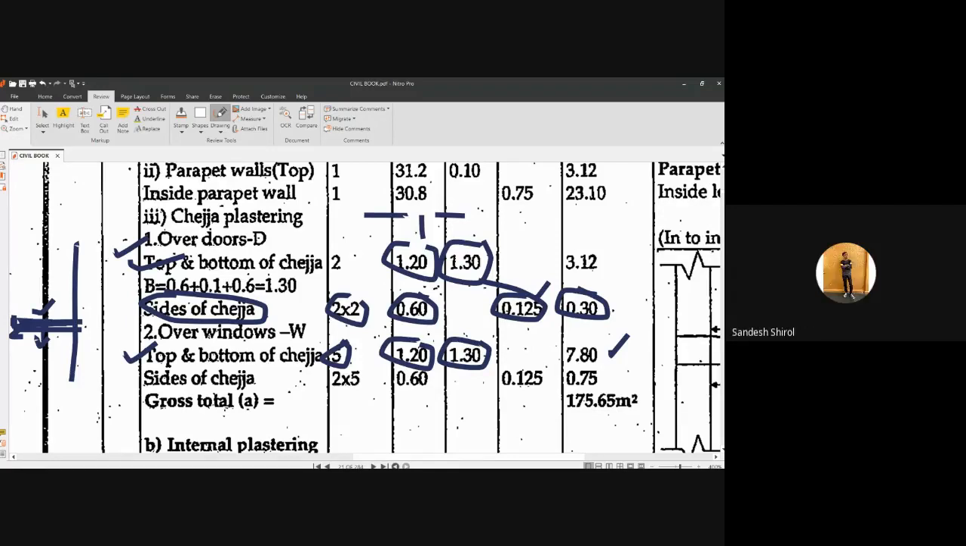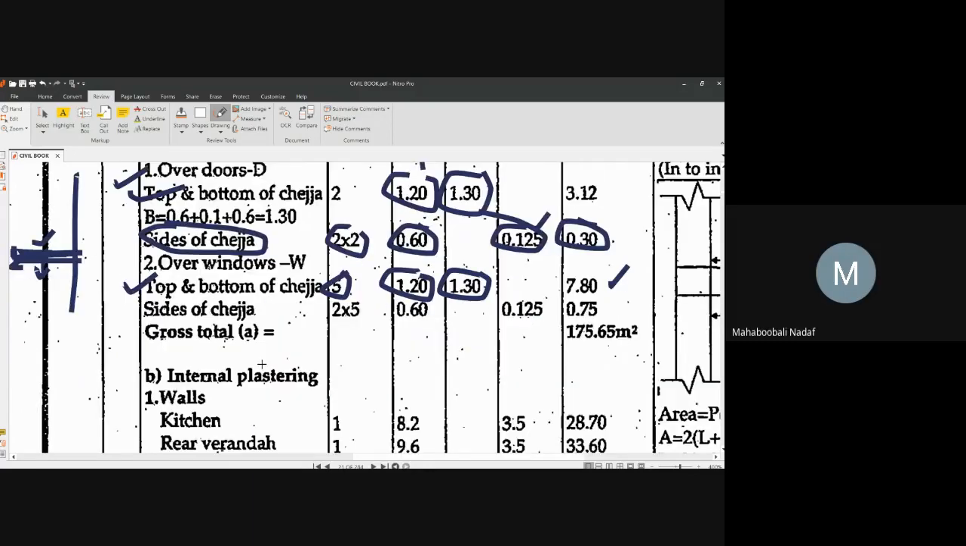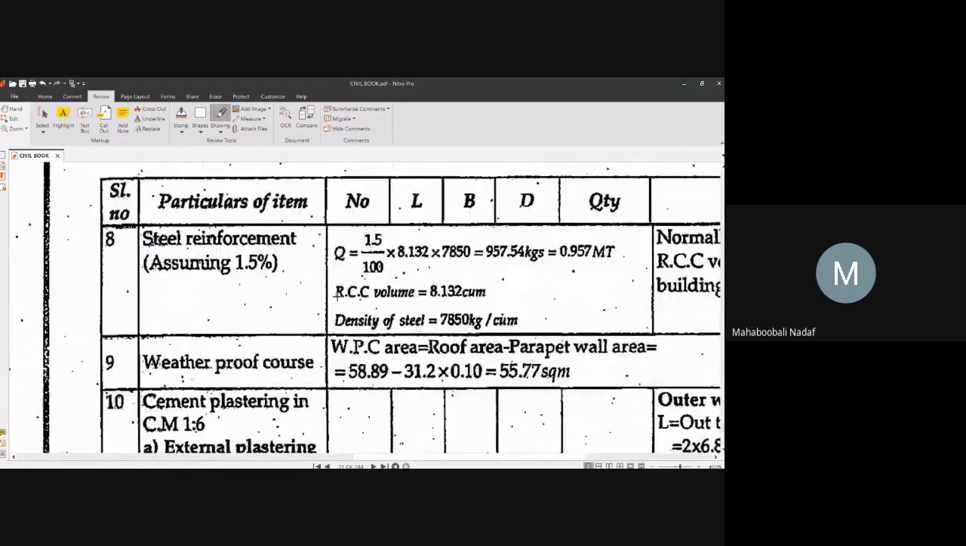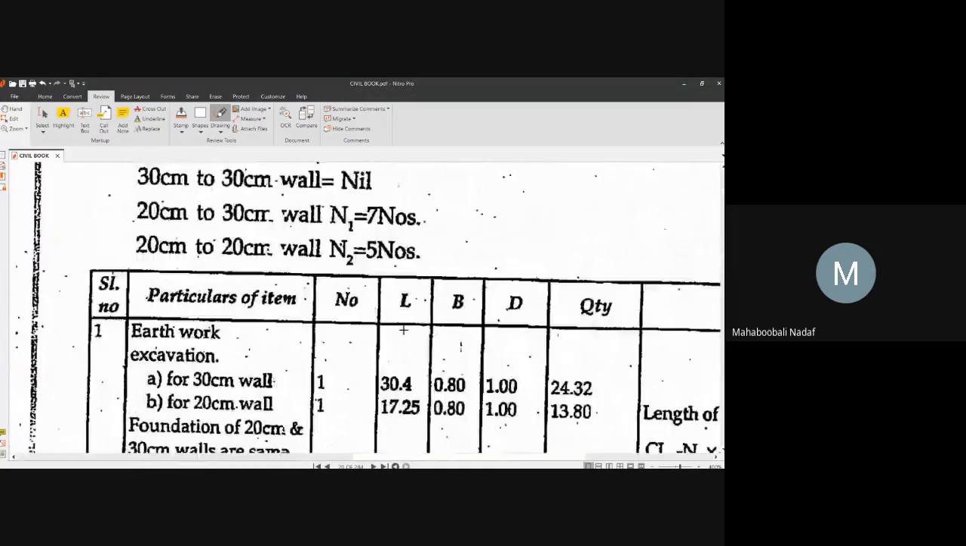Okay. Now, internal plastering. All these are inside to inside dimensions. See here, for the kitchen, I will just explain how that 8.2 has arrived. The height is the same, 3.5. And for living, 16.4. Remember these two values: for kitchen 8.2 and for living 16.4. Just remember, we'll go to that diagram.